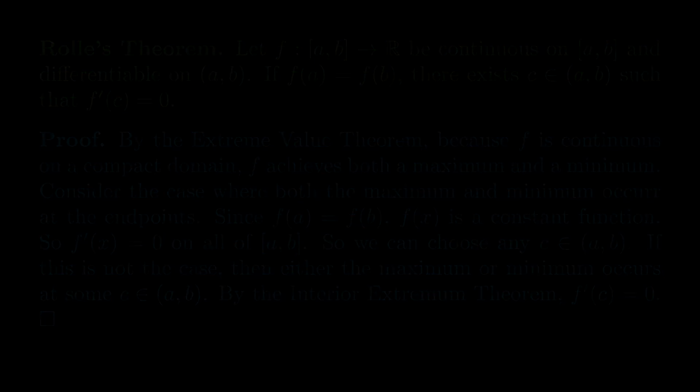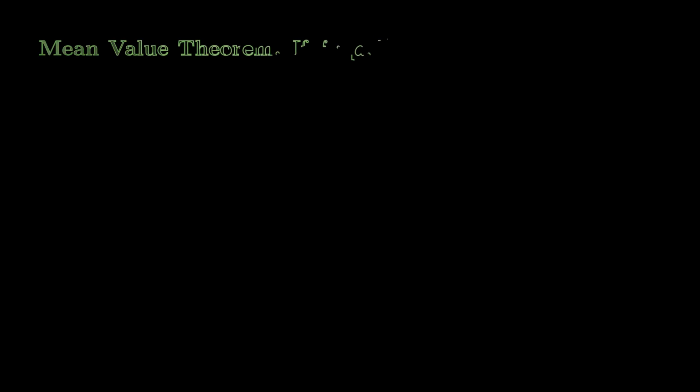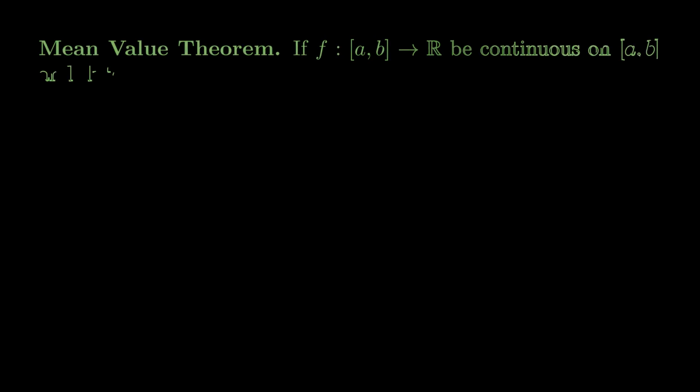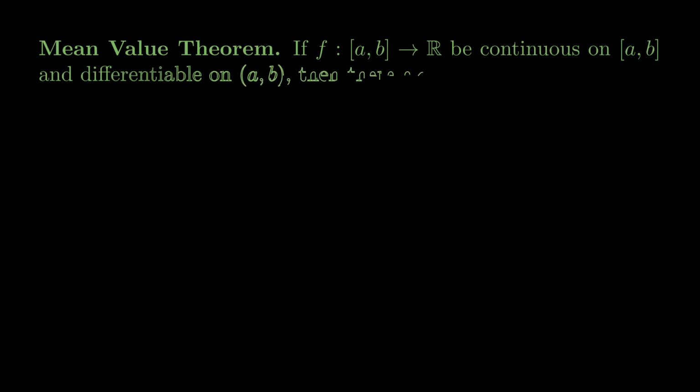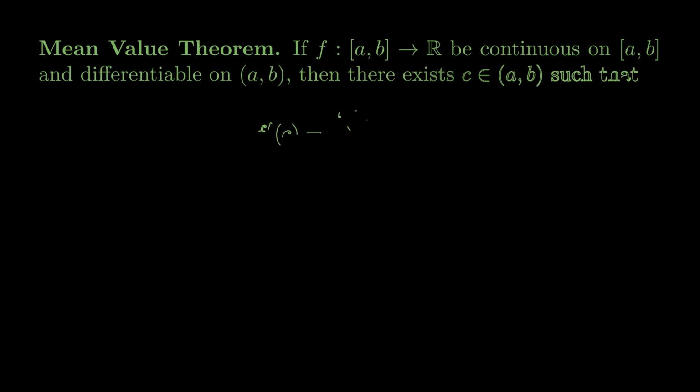Let's state and prove the full mean value theorem. If f from the closed interval a to b to R is continuous on the closed interval a to b and differentiable on the open interval a to b, then there exists a c in the open interval a to b such that f prime of c equals f of b minus f of a over b minus a. So the hypotheses are very similar, but we don't have that f of b equals f of a.